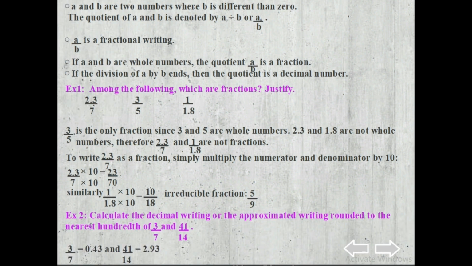Calculate the decimal writing, or the approximated writing, rounded to the nearest hundredth, of 3 over 7 and 41 over 14. You simply have to divide 3 by 7 and 41 by 14, and then round the answer to the nearest hundredth. The answers are respectively 43 hundredths and 2 and 93 hundredths.